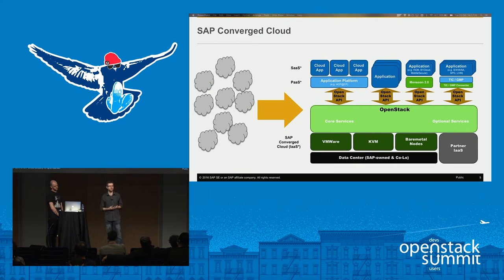Okay, so as I mentioned before, SAP has a number of these cloud platforms, and there is an internal push to consolidate them so we can make the best use of our internal resources. And the plan is to build all of our platforms on top of a shared OpenStack layer, so then we can use the same infrastructure.